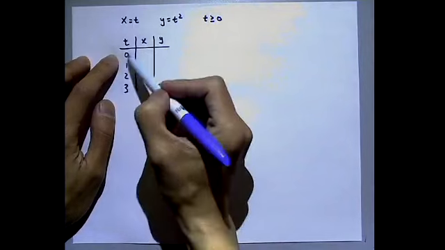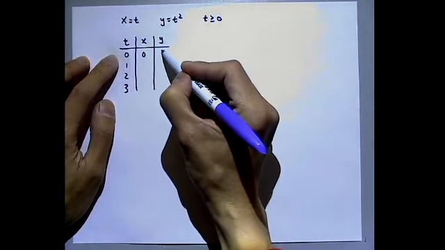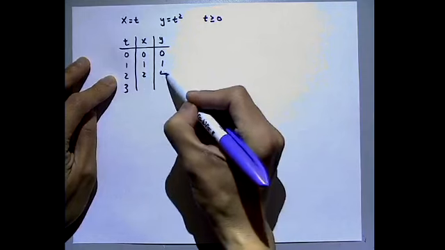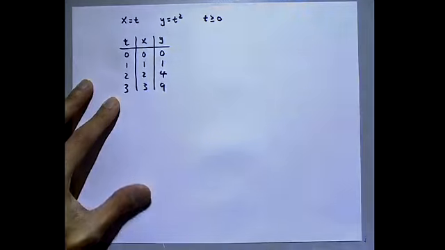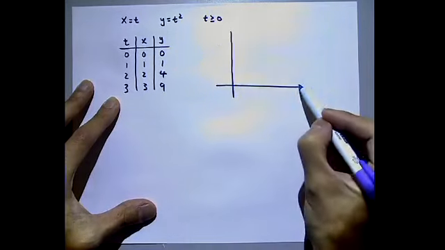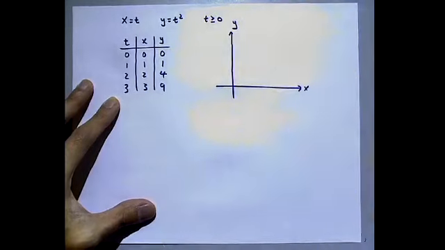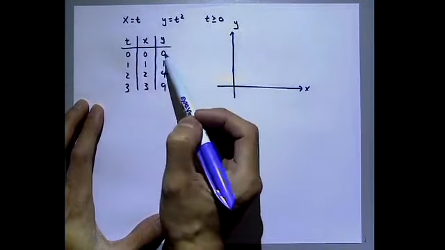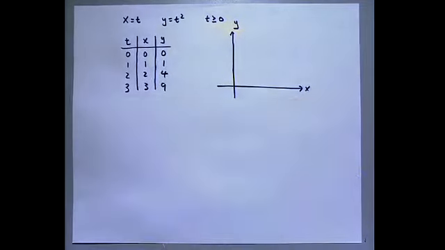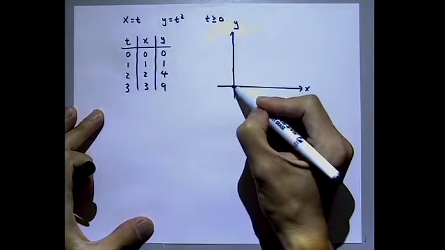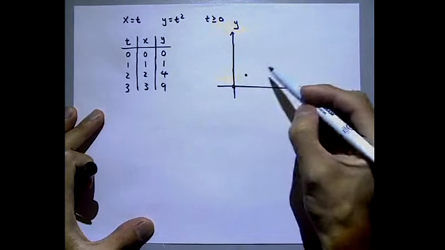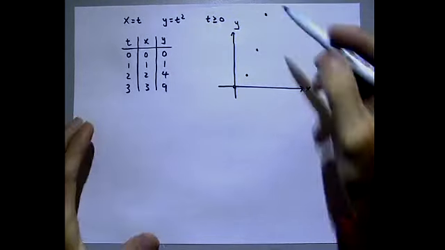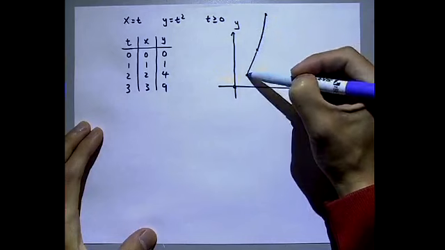When t is 0, x is 0, of course. So is y, right? When t is 1, x is 1, y is 1, t is 2, x is 2, y is 4, and 3, and 9. Then you look at the second and third column for x and y. These are the dots you put down here. Let's use a different color. So that's my first dot, second dot, 2 and 4 up here, 3 and 9 way up here. So something like that.